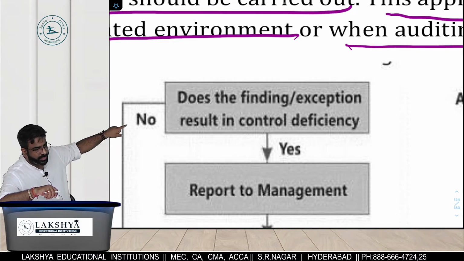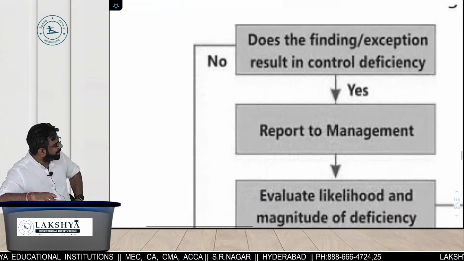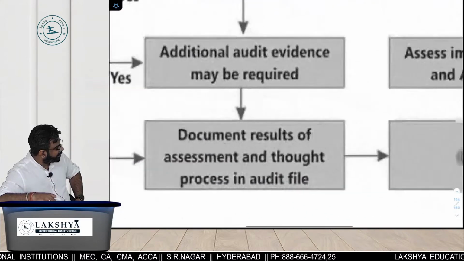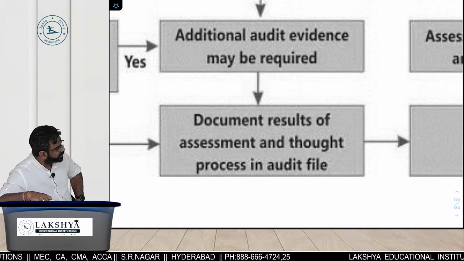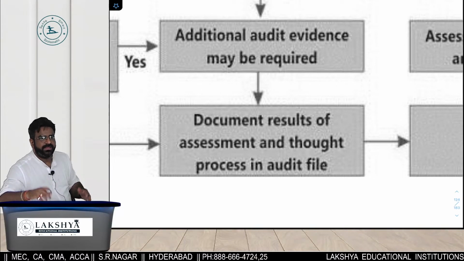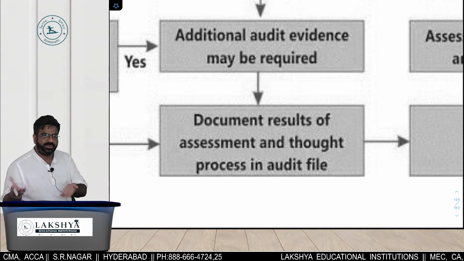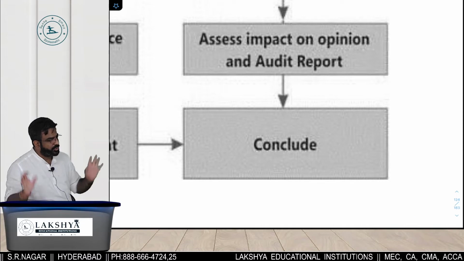If it is no, पहले no वाला करते हैं. If it is what? No. तो no का एरो देखो नीचे जा रहा है. डायरेक्टली कहां पे हो रहा है? Document the results of assessment and thought process in which file? If you did not find any deficiency, you will directly do the audit documentation and finally what? Conclude. That's it. तो no वाला तो खत्म हो गया.